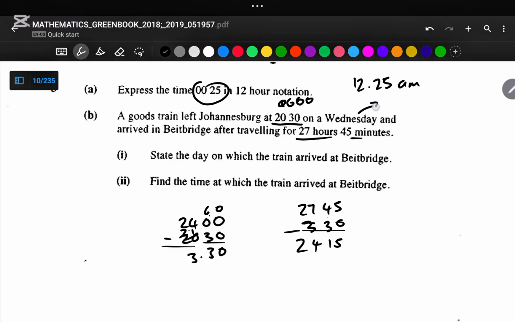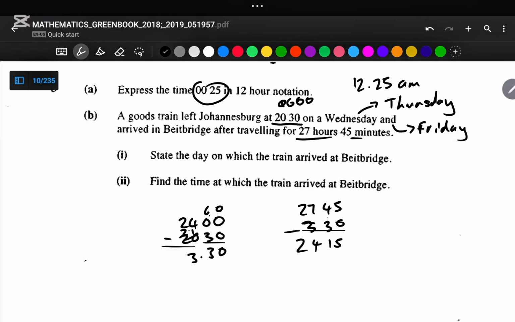So here, after 3 hours 30, it will be on Thursday. And then we are left with 24 hours 15 minutes. And then we add another 24 hours to this Thursday, and it will become Friday. And then we are left with 15 minutes.